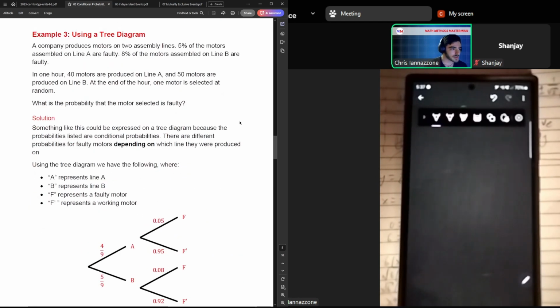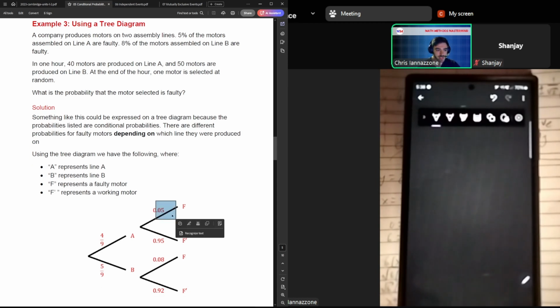Okay, so another place where conditional probability shows up is in tree diagrams. Anytime you have a tree diagram, the probabilities that are along those branches are conditional probabilities. You only get to this spot on the branch if you got past A first. This itself is a conditional probability. It's conditional based on taking branch A.